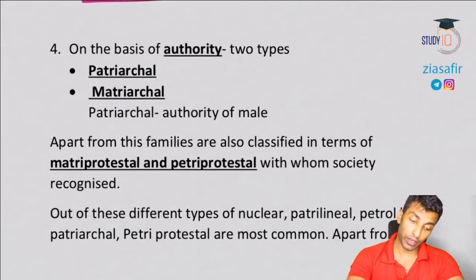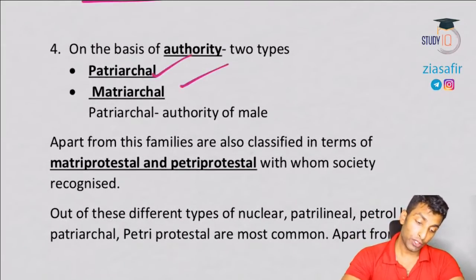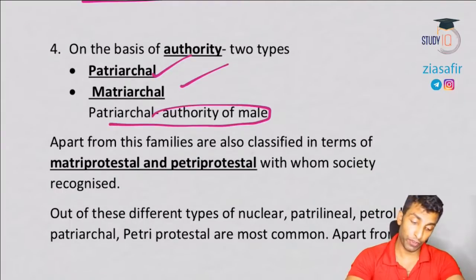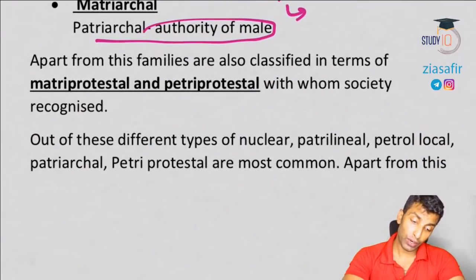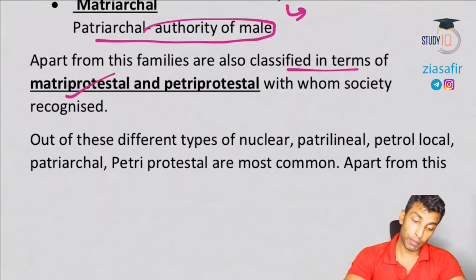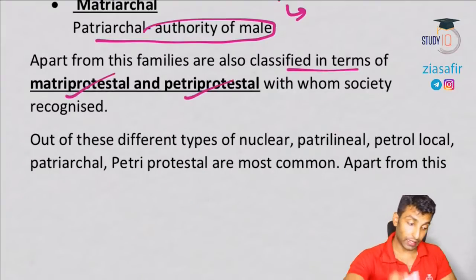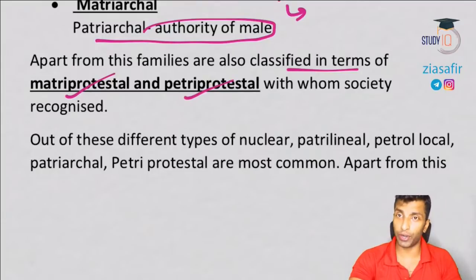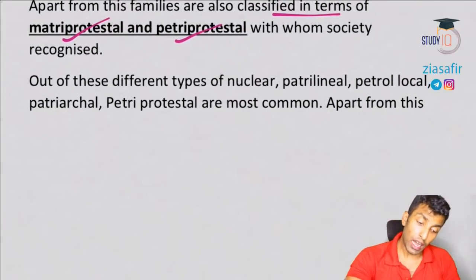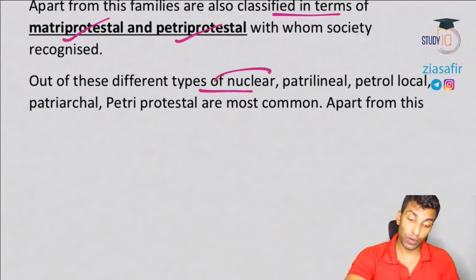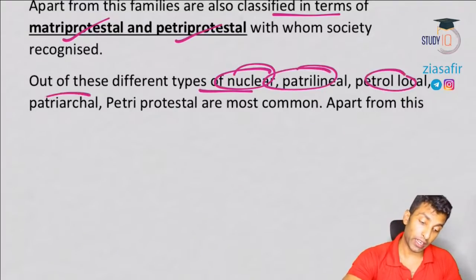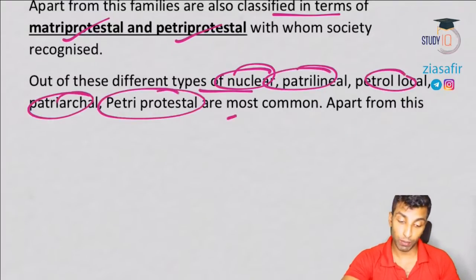On the basis of authority, patriarchy and matriarchy. Patriarchy means authority of male, matriarchy means authority of female. You can add the filiocentric concept which I have discussed with you, that is given by Maurer. Apart from this, families are also classified in terms of matriprotestal and patriprotestal, with whom society recognizes. You can also add patronymic and matronymic which I have discussed. Out of these different types, what are common? Nuclear, patrilineal, patrilocal, patriarchal, patriprotestal, patronymic are most common.